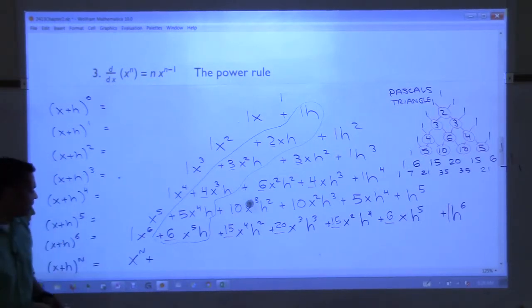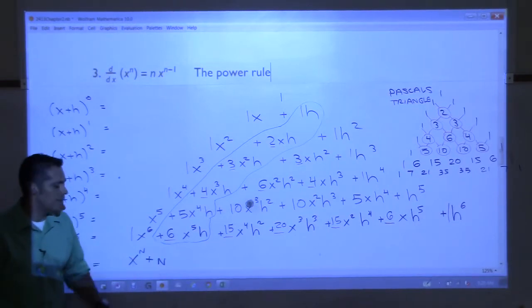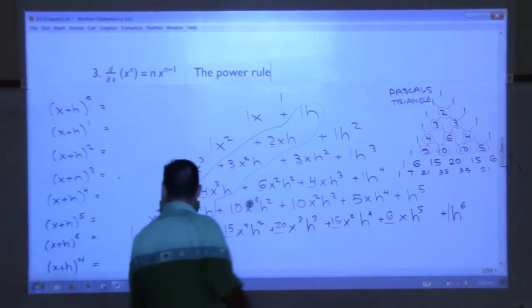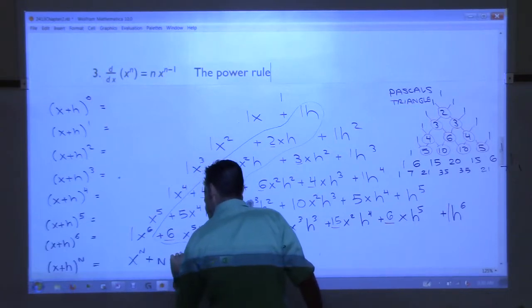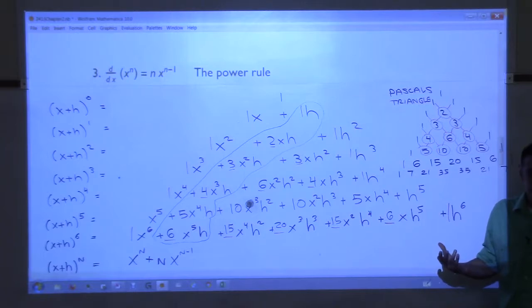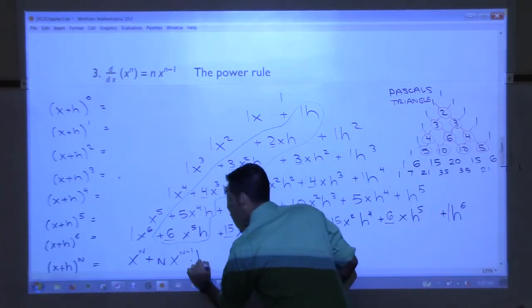Okay, so I could assume here that my next term is going to be what? N. And then tell me about the power on x. It's got to come down by 1, right? So x to the n minus 1. And then tell me about the h. Do I have an h there? Yes, it should show up. So I have one h there.